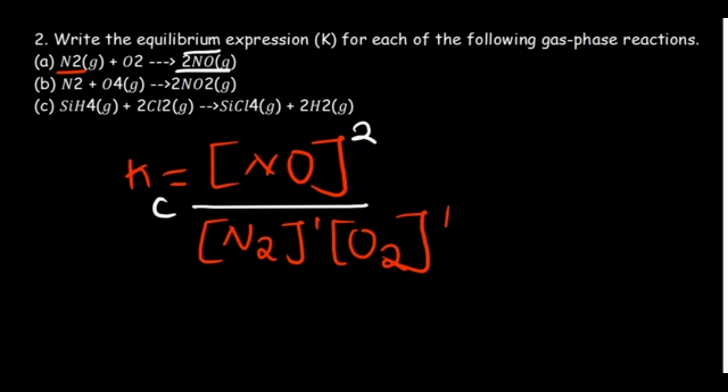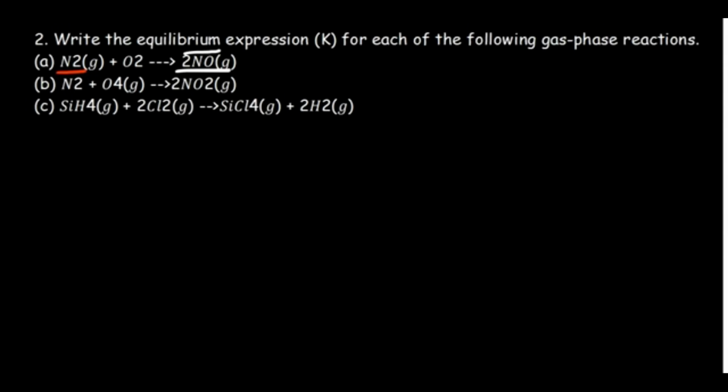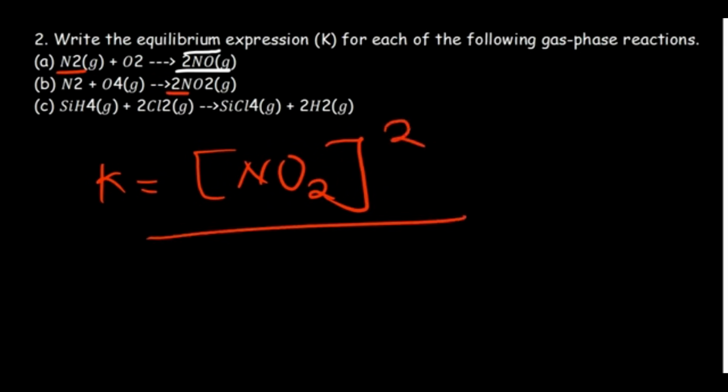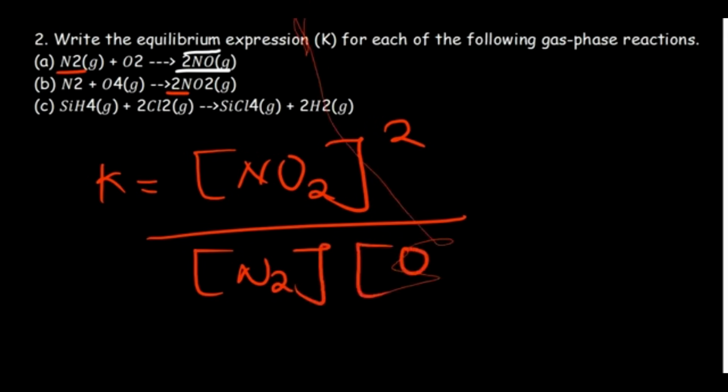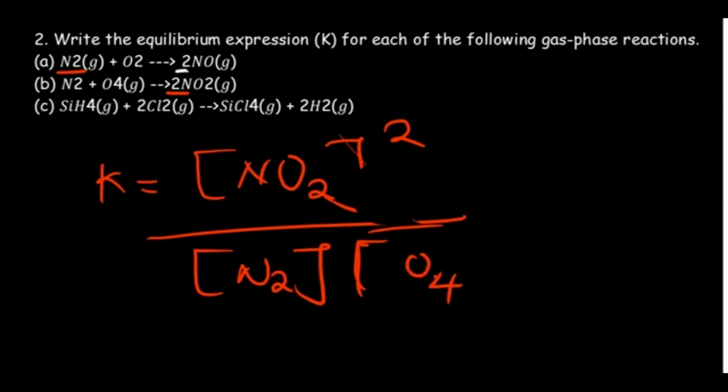Then for the second reaction, what do we need to expect there? Our K is going to be the nitrogen dioxide on the right hand side to the power 2, divided by our nitrogen gas and our oxygen gas. Okay, that's what we have in this case. Is there any question there?